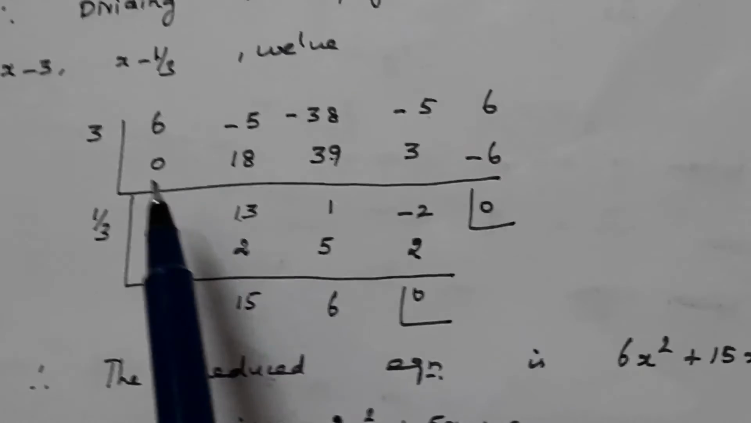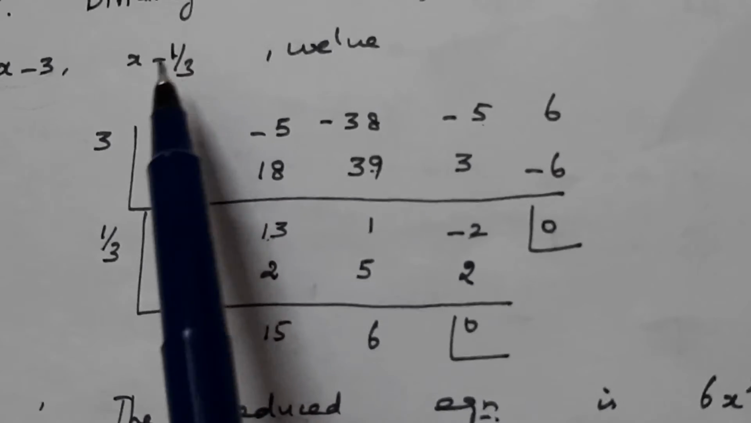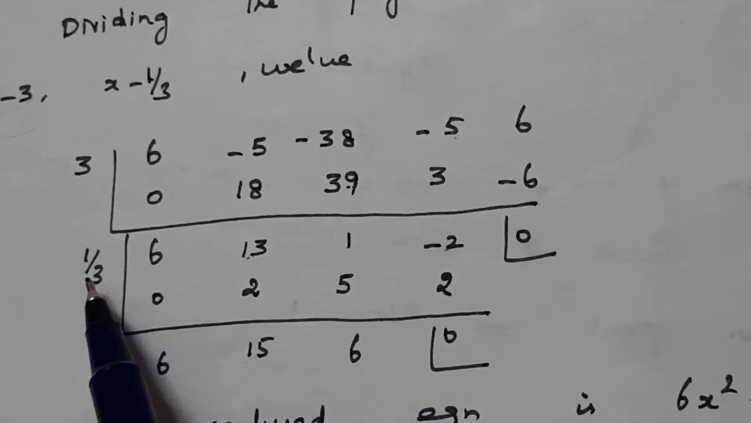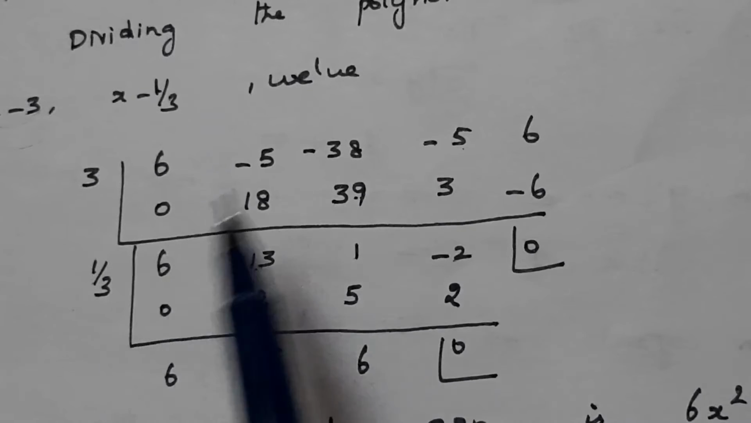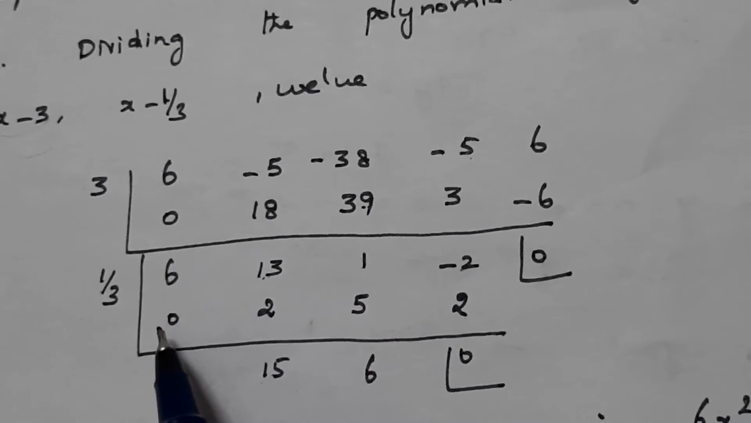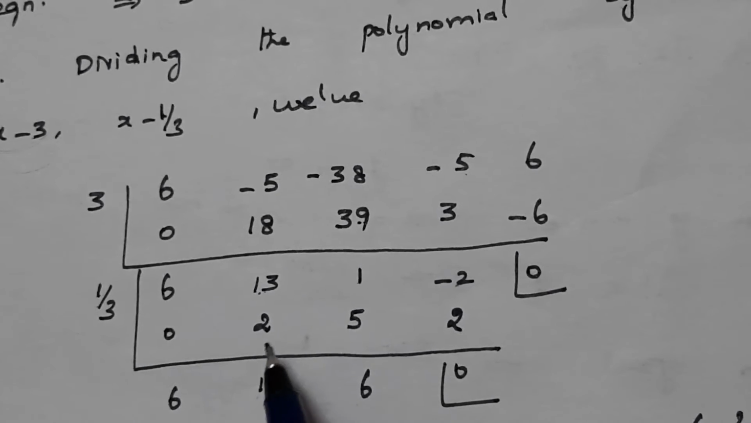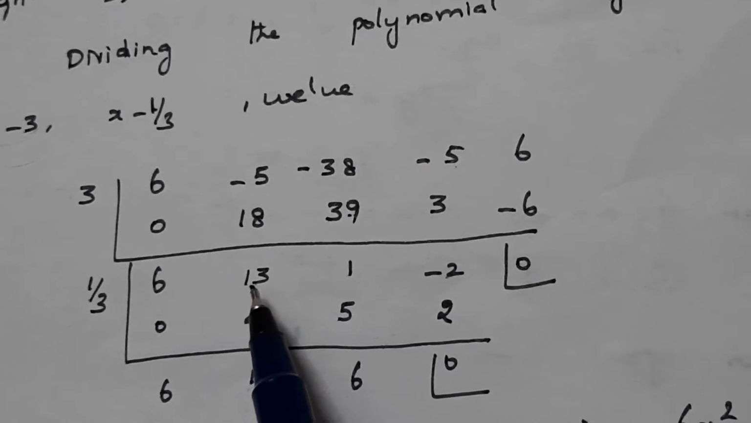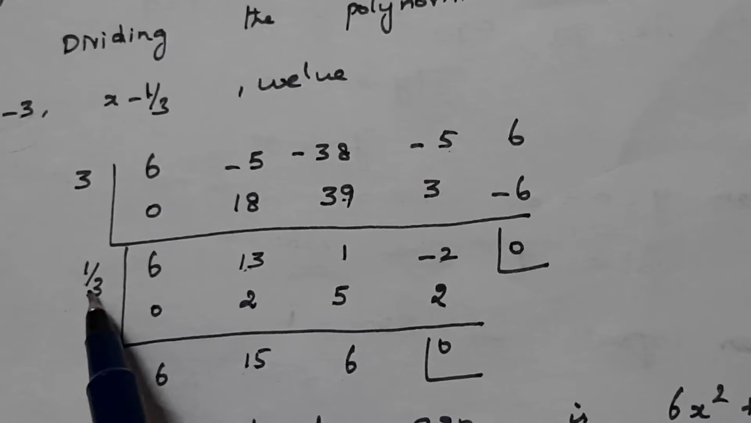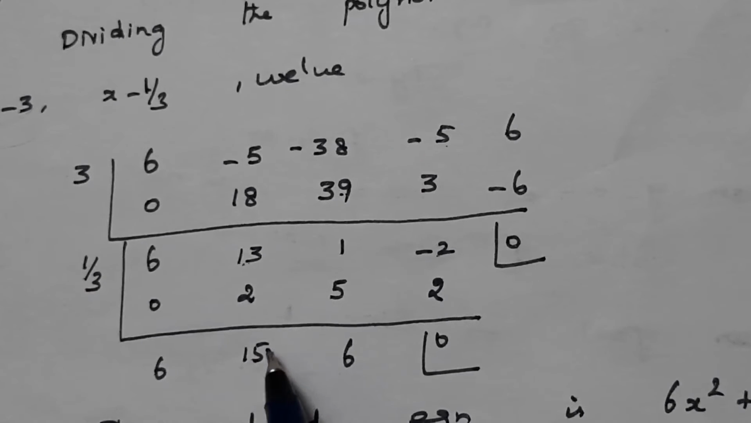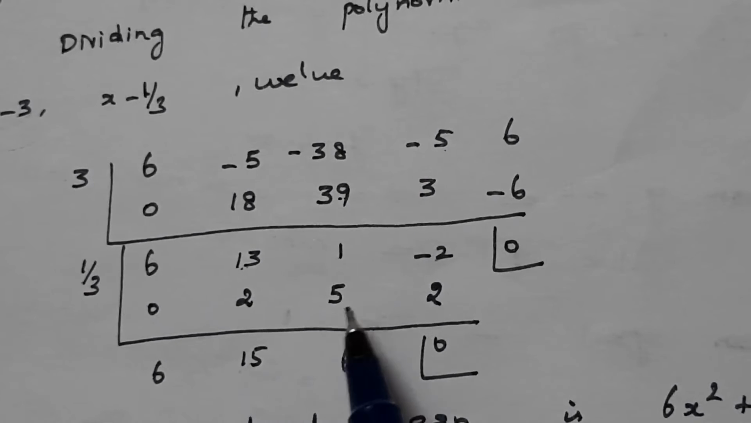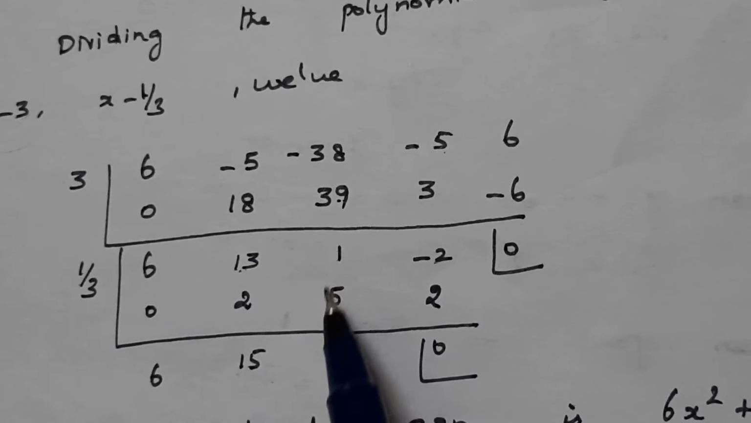Again let us divide it by this factor x minus 1 by 3, that is we have to divide by 1 by 3, as 1 by 3 is also a solution. Then 6 plus 0 is 6, 6 into 1 by 3 means 3 and 6 get cancelled, it will be equal to 2. Then 13 plus 2 is 15. So 1 by 3 into 15 means 3 and 15 get cancelled and it will be equal to 5. So you have 5. Then 1 plus 5 is 6.